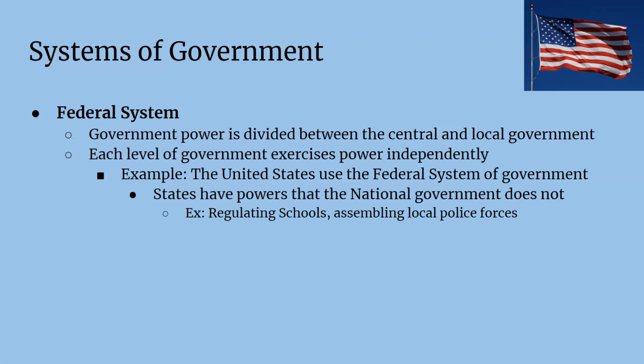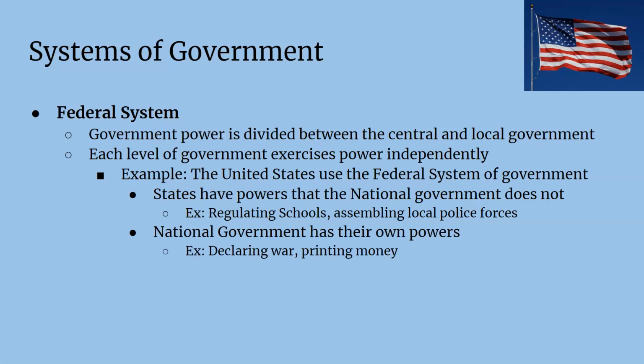Some of the powers that the states have over the national government is that they have power to regulate schools, assemble local police forces, things of that nature. The national government really does not get involved in those types of activities. But the national government has powers of their own. They have the power to declare war and print money.